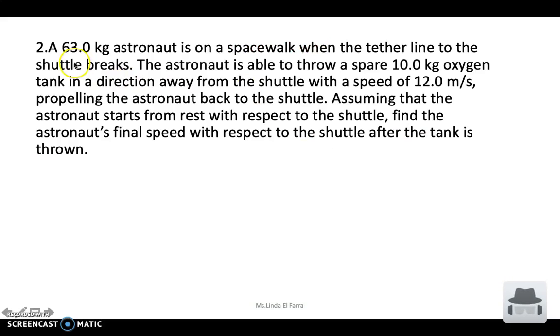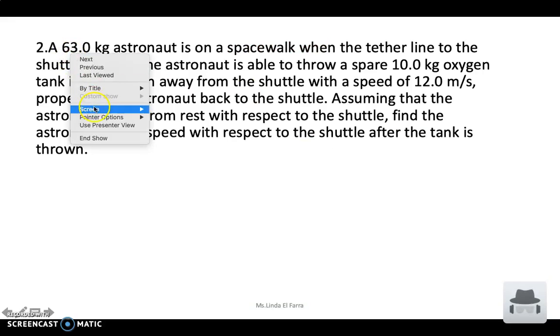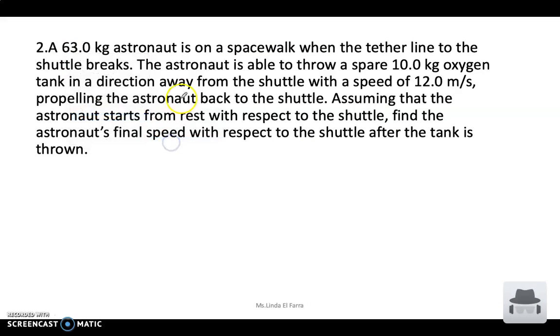Now, the other question: you have a 63 kilogram astronaut on a spacewalk when the tether line to the shuttle breaks. Now, the astronaut is able to throw a spare 10 kilogram oxygen tank. Now, you have two objects. The astronaut is the first object. At the beginning, he was carrying an oxygen tank, so both of them were not moving. They will have the same momentum, 0, because they were not moving.